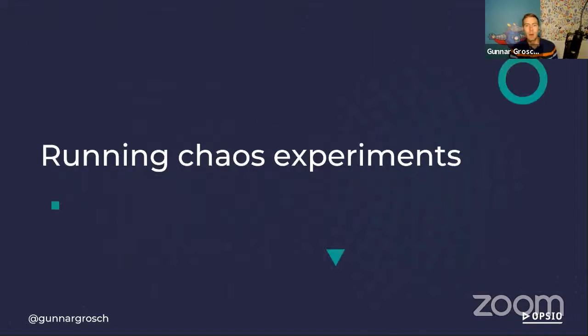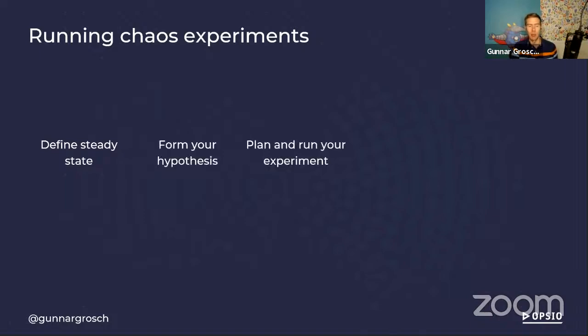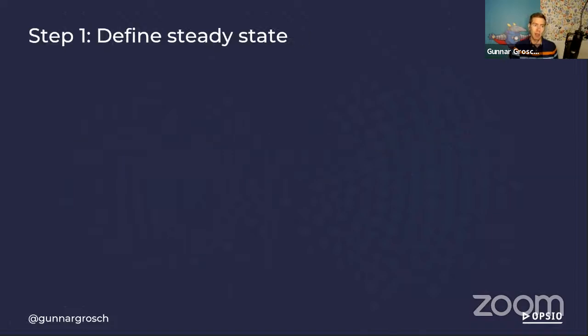So now we've looked at what chaos engineering is and why we want to do it. Now let's look at how to run chaos experiments. And we'll do that by following some quite simple steps. First off, we're going to define what's called the steady state. We're going to form what's called a hypothesis. We're going to plan the experiment and then run it, measure and learn from the experiment, and then we can scale up or abort and fix it. So let's dive into each of those.